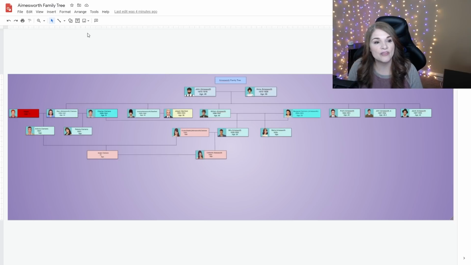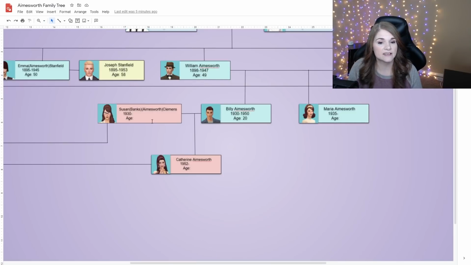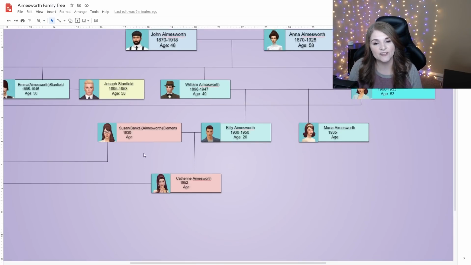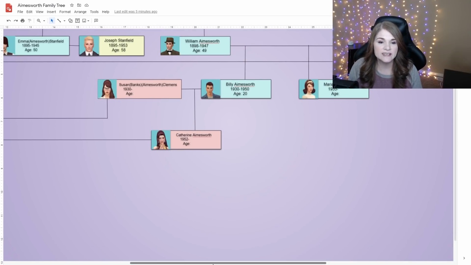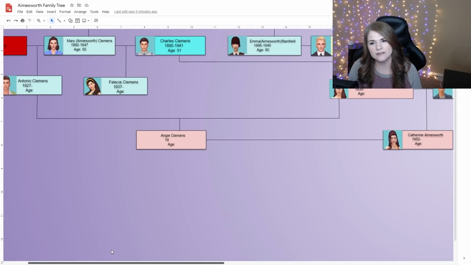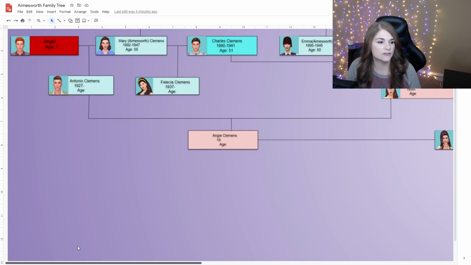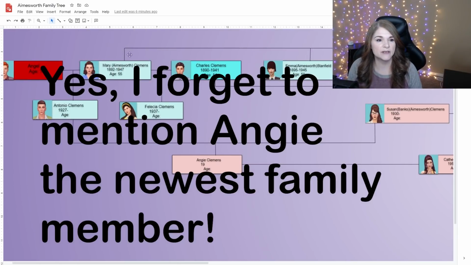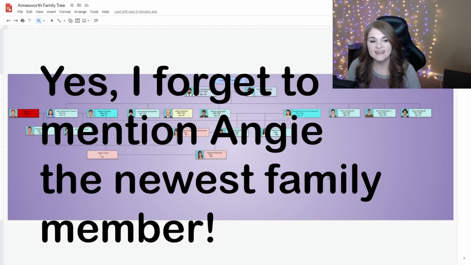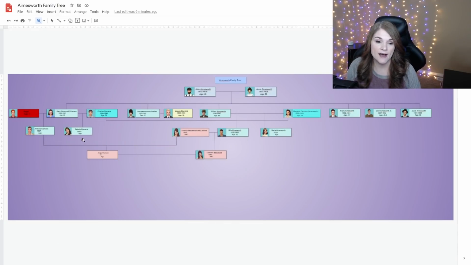But now, let's zoom back in here. So now that after Billy died, Susan did end up marrying Antonio. There is the family tree. So that is the family tree. Yeah, I do have plans on having, hopefully, Felicia find some love and get married and have kids. We just need more Sims. So let me show you really fast. That was the Amesworth family tree.